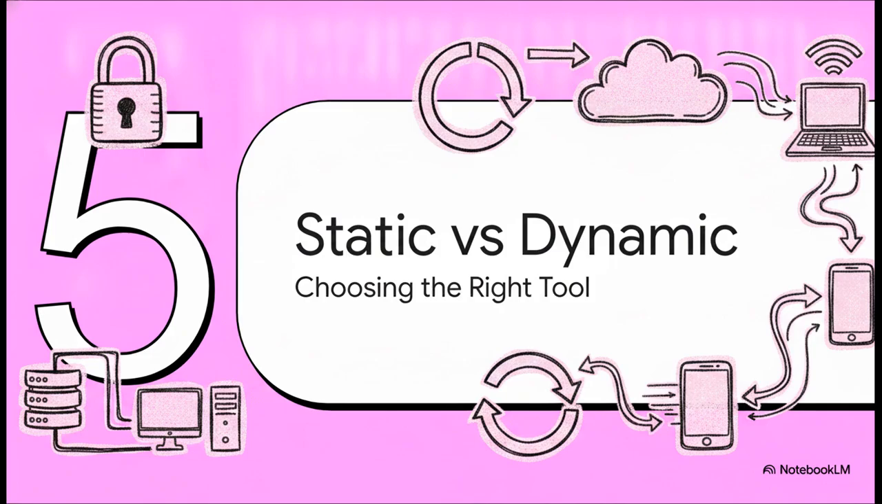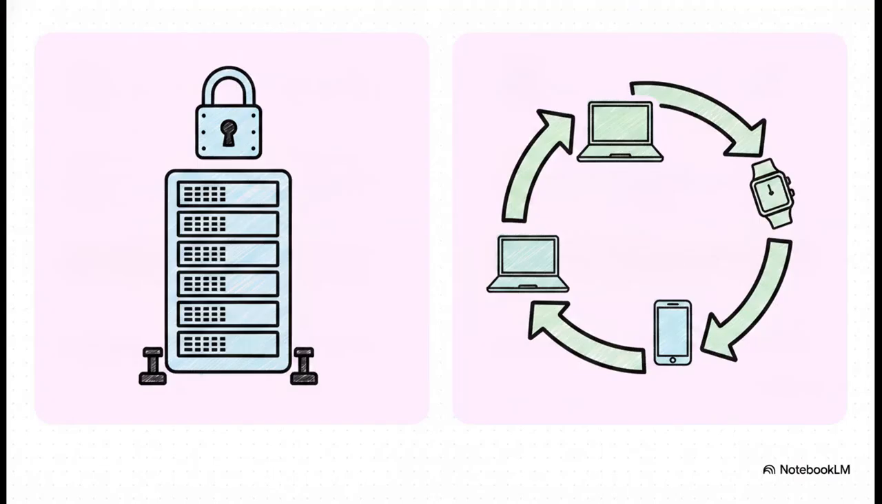Section 5. Static versus dynamic addresses, choosing the right tool. We've been talking entirely about the automated approach so far, but let's contrast it with the older, manual way to see exactly when you'd use which. Look at this comparison. On the left, we've got a static IP. This is manually configured, and it never ever changes.